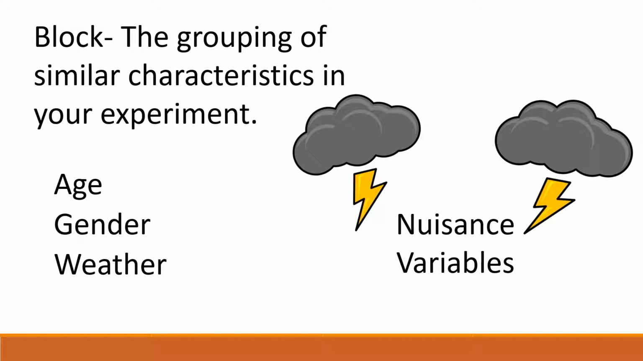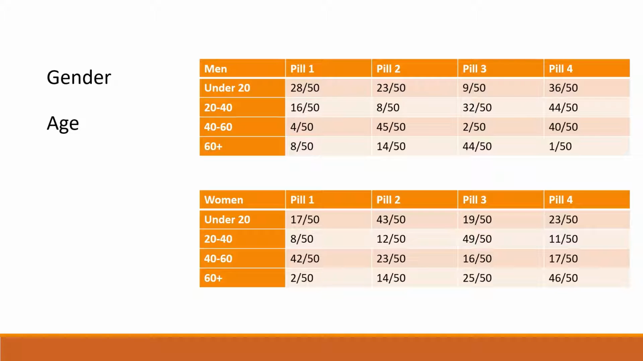So therefore, we use a block to control the easily identified nuisance variables, and then use the randomized part of the randomized experiment to control the smaller nuisance variables. An example would be, let's say you're a scientist and you've created 4 new pills for a certain virus and you want to test them out. However, you're worried that gender and age might play a factor into your data. Therefore, you split the groups up into male and female, and then split those groups up into different age intervals. And this takes care of the nuisance variables for gender and age.